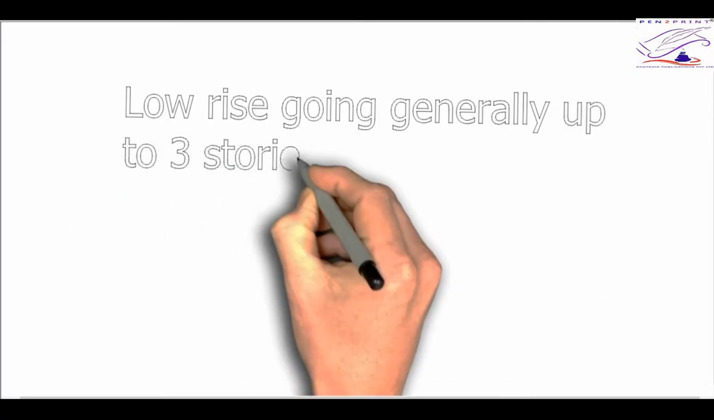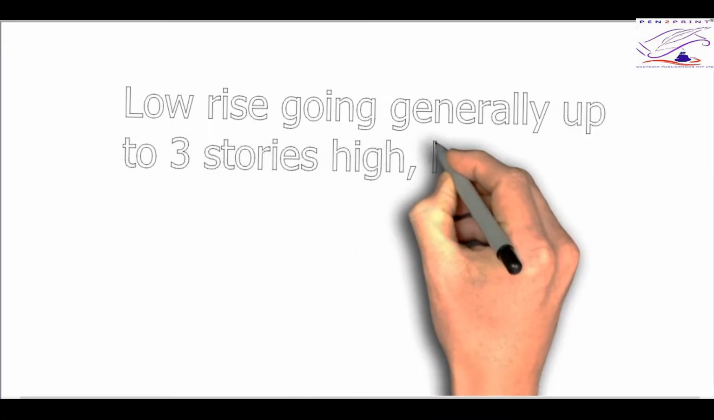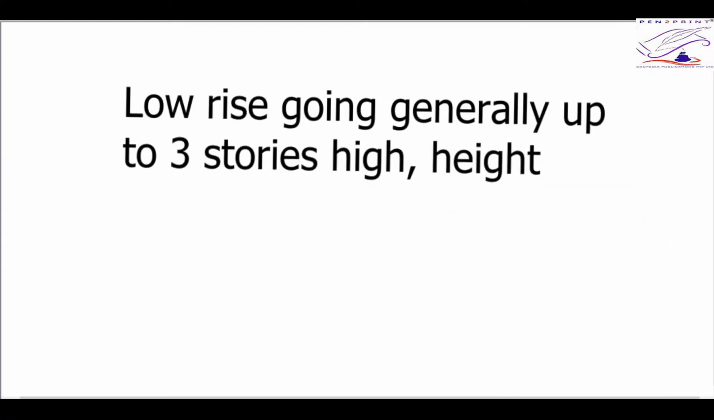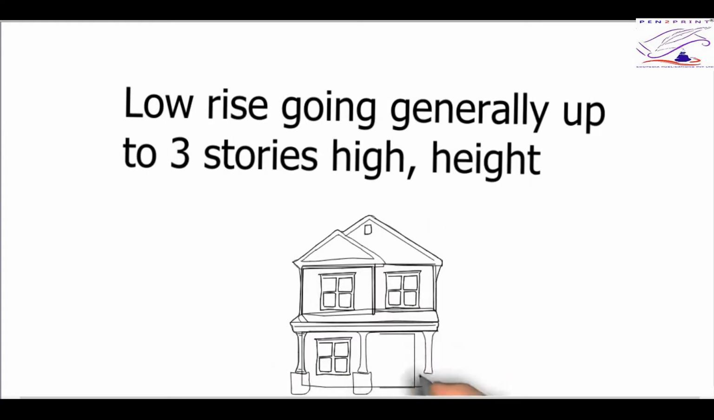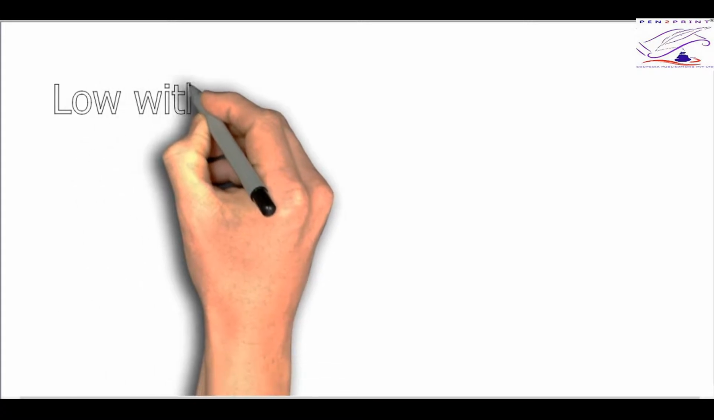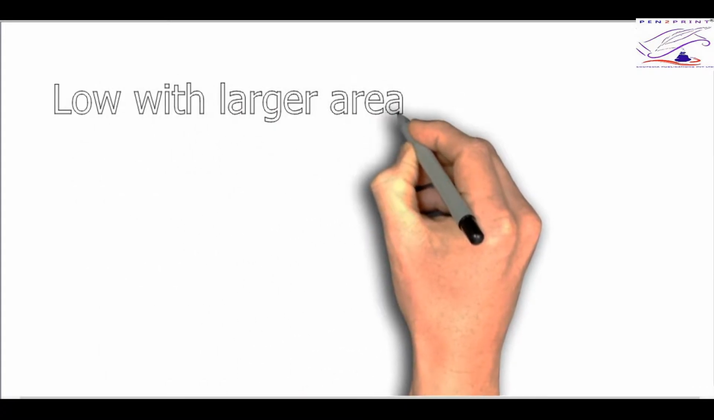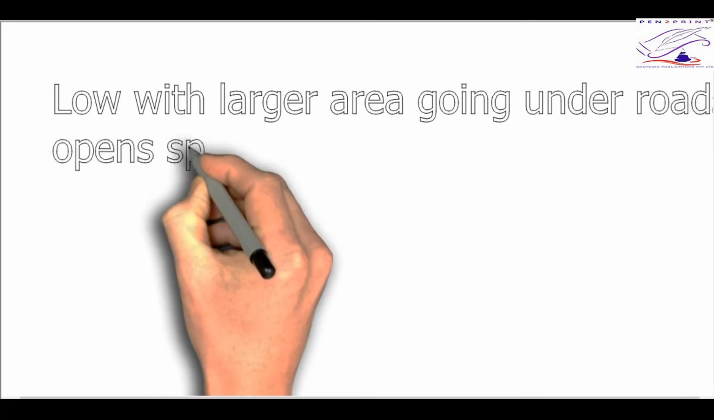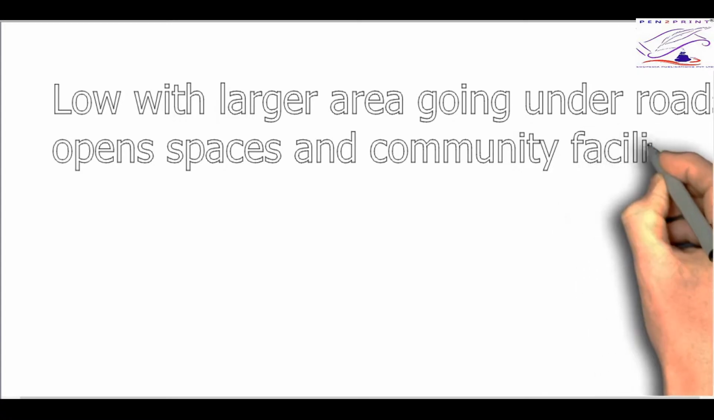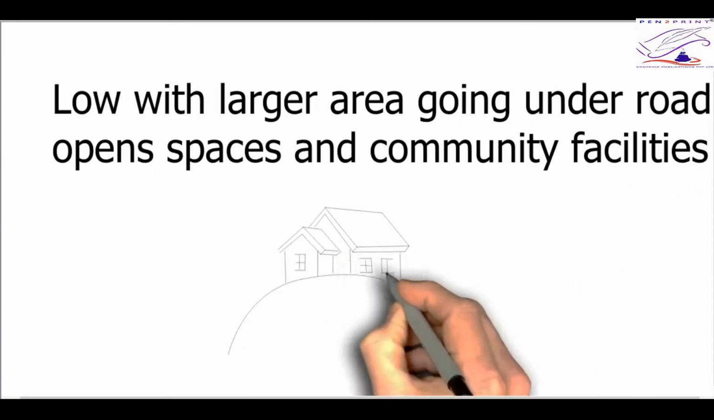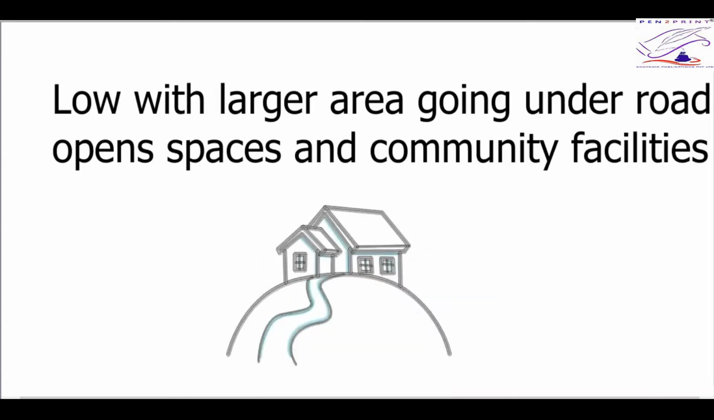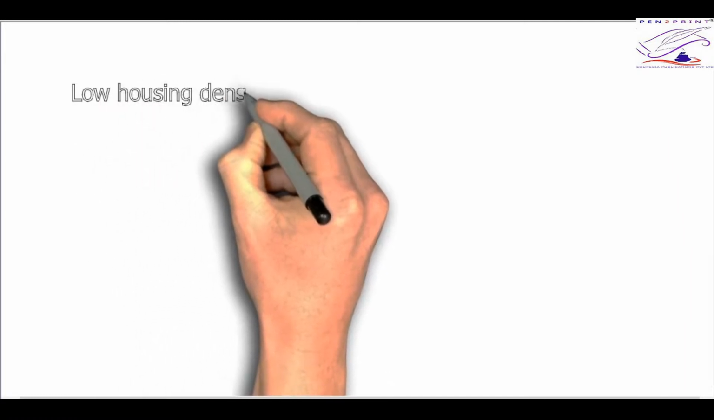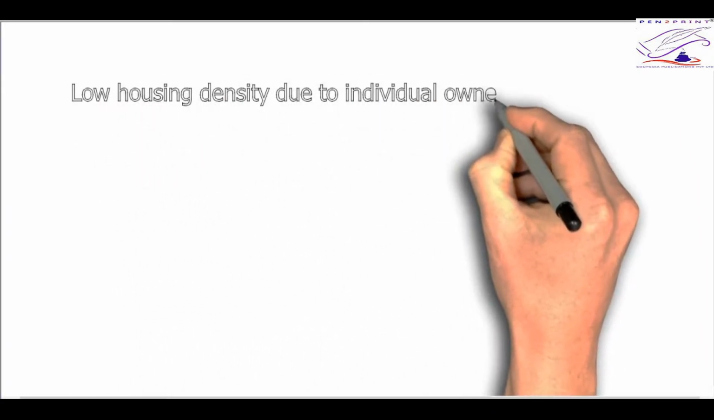In the plotted development, you will find that there are low-rise buildings, mostly three-story height buildings, one story, two story, or three story. With a larger area going under road, open space will be very small in the community, but they will be more dependent on the community level facilities like neighborhood parks and others. But in the colony, there will be very little open space.